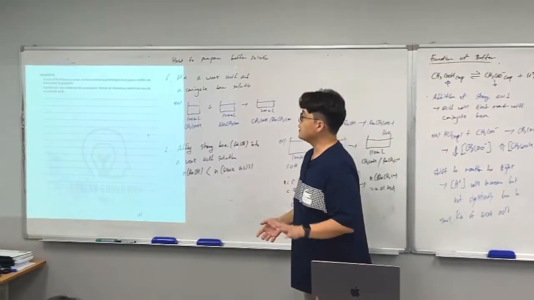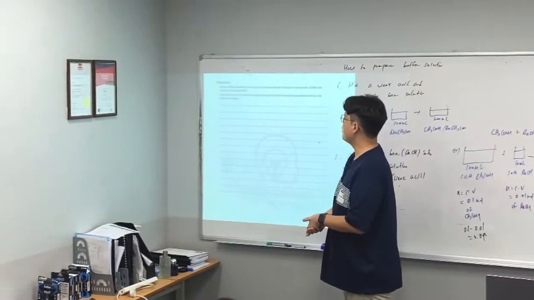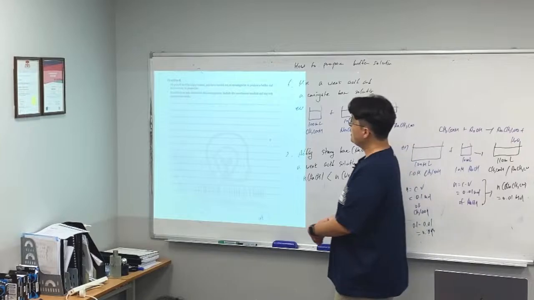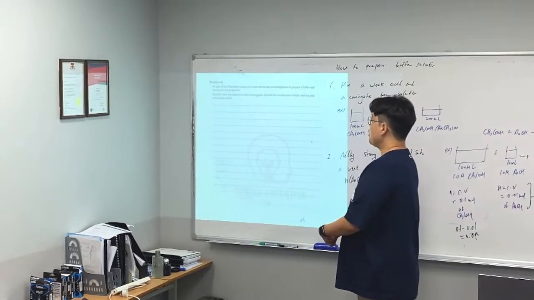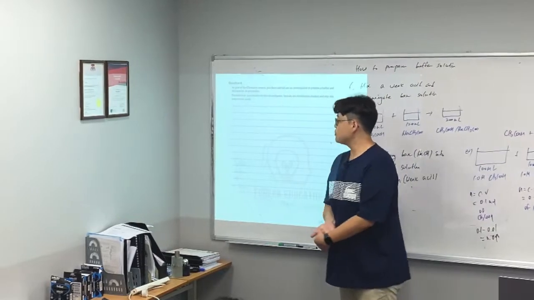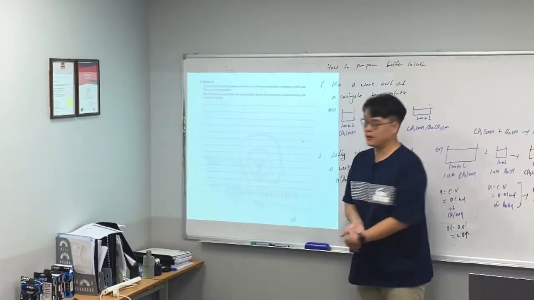Question 4. As a part of the chemistry course, you have carried out an investigation to prepare buffers and to demonstrate its properties. Describe how you carried out this investigation, include the conclusions reached and any risk assessment made. How many marks? 7. Ooh.